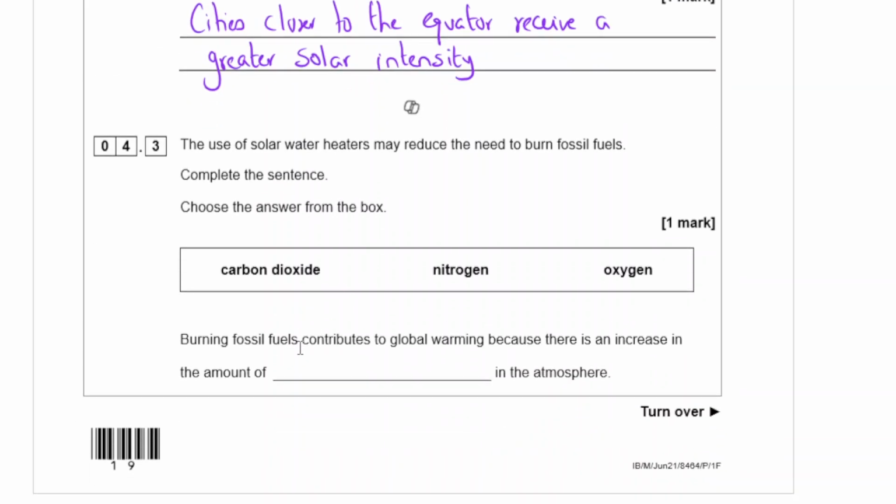The use of solar water heaters may reduce the need to burn fossil fuels. Complete the sentence. Burning fossil fuels contributes to global warming because there's an increase in the amount of carbon dioxide in the atmosphere.